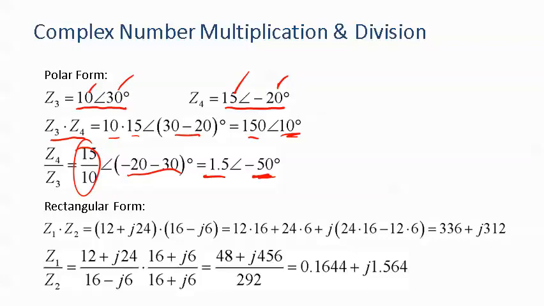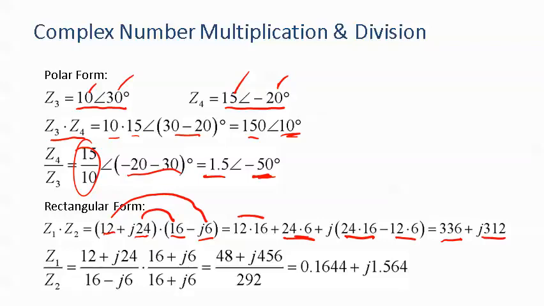Now with rectangular form, multiplying and dividing is a little messier. Let's take a look. Z1 times Z2. All right, we would have then, let's see, Z1 is a real part of 12, and Z2 is a real part of 16. So they would be multiplied. And look at the imaginaries. J24 times minus J6 would be J squared, which is minus 1, times a minus 144, wouldn't it? And that's 24 times 6. So we get a real number by the product of two imaginary numbers. And then for the imaginary parts, I'm going to take J24 times 16, and then I'm going to take 12 times minus J6. And when we work that out, the total real part of this is 336. The total imaginary part is 312. Okay, that wasn't too bad.